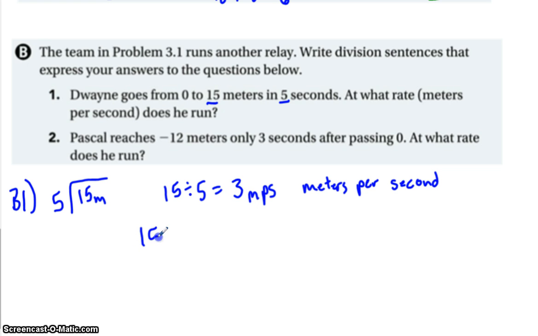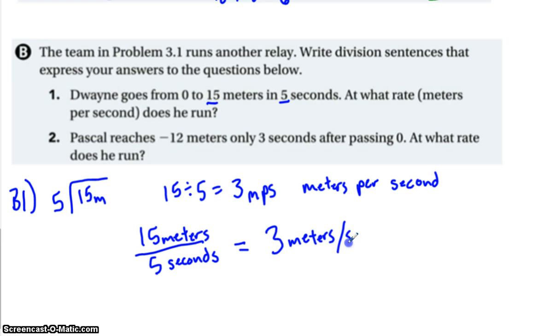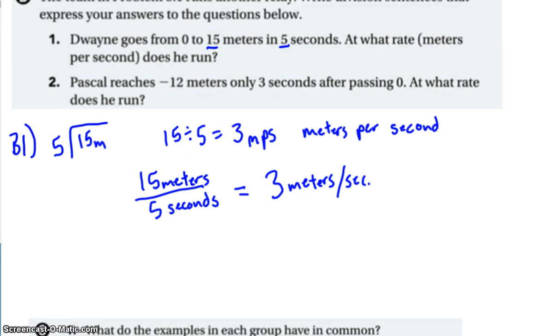If we put 15 meters over 5 seconds, and leave our units alone and just look at this part right here, 15 divided by 5 would equal 3, and then we'd have meters over seconds, and we would say meters per second there too. All right, so that's how fast he's running.